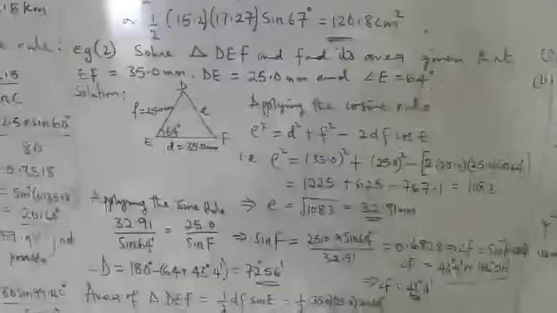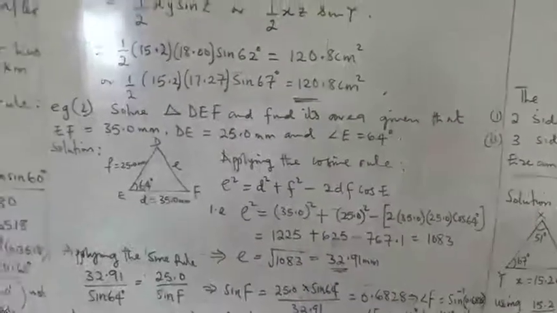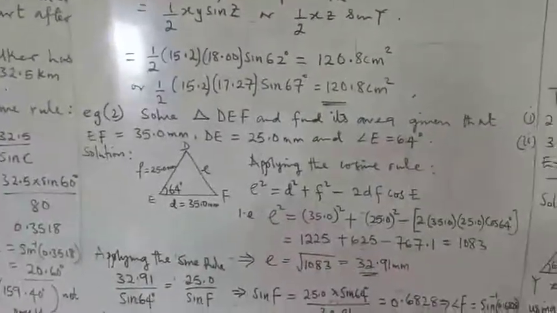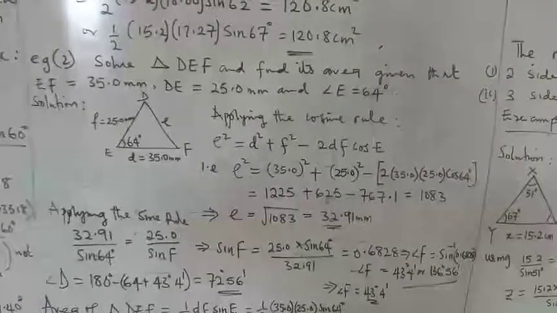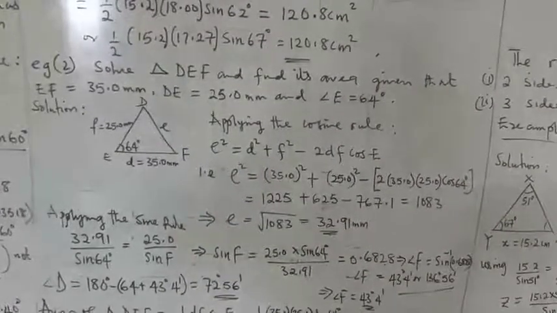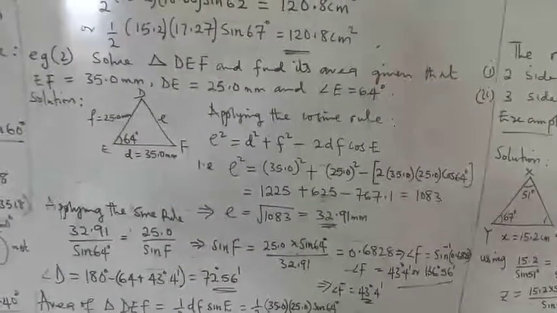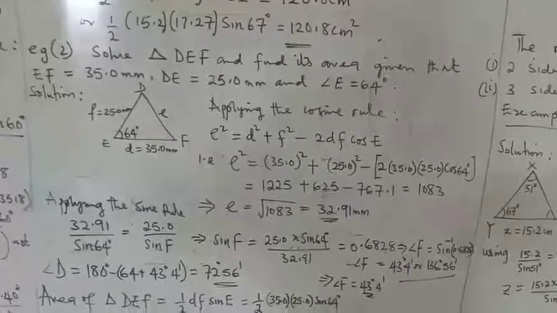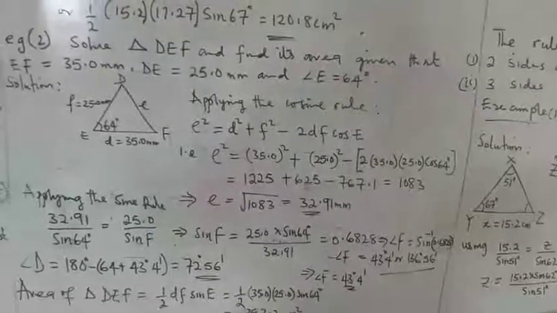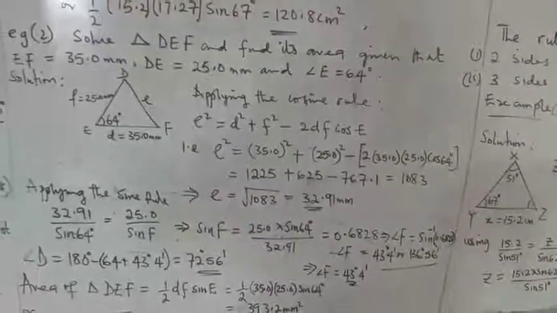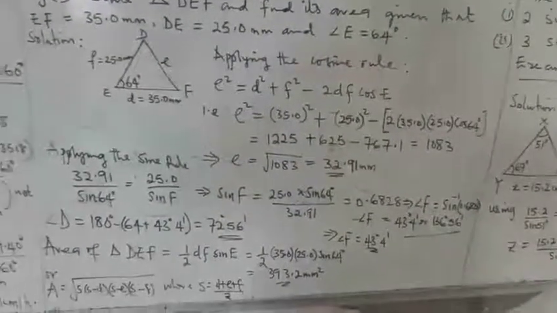Now, example 2. Solve triangle DEF and find its area, given that EF is 35 millimeters, DE is 25 millimeters, and angle E is 64 degrees. In that diagram, applying the cosine rule, e squared equals d squared plus f squared minus 2df cos E. So we know d to be 35, f to be 25, substituting, e squared equals 35 squared plus 25 squared minus 2 into 35 times 25 cos 64 degrees. Solving that, we have e as the square root of 1083, which is 32.91 millimeters.